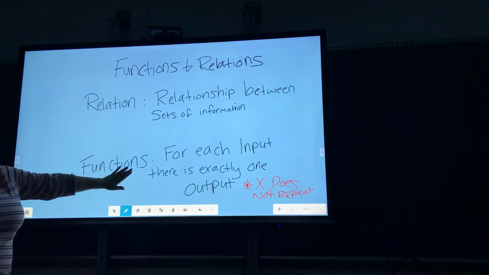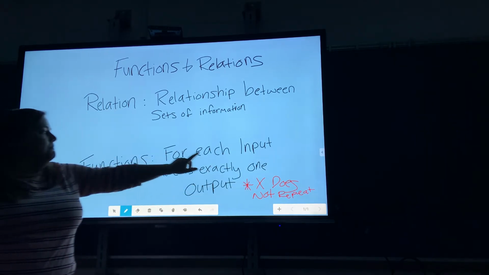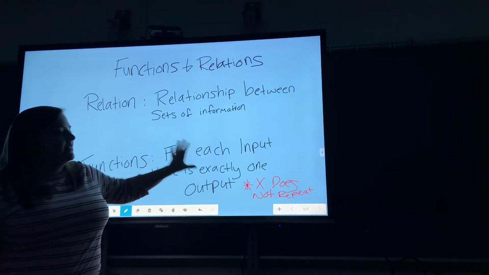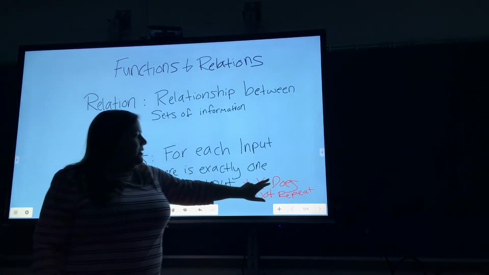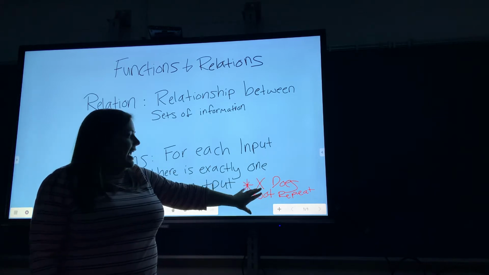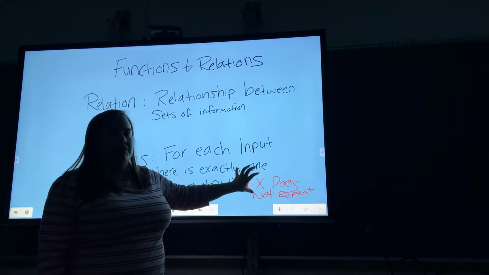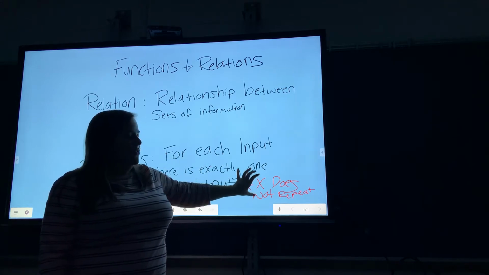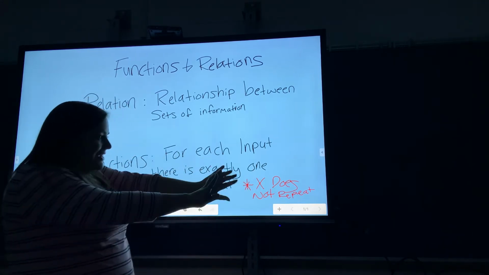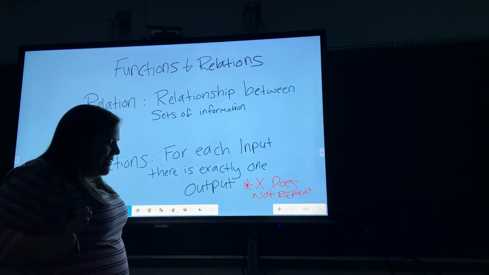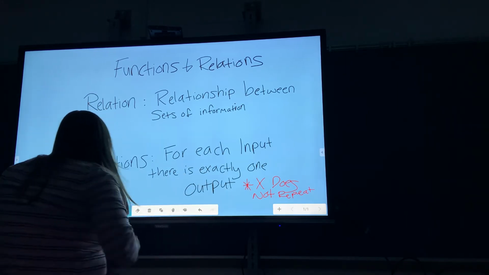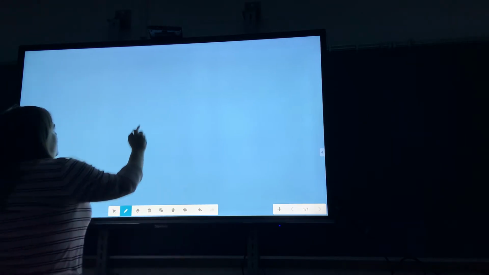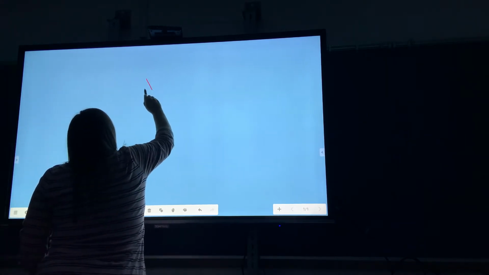So a function is for each input, there's exactly one output. And that will make more sense in a minute. But one thing we will look at is we're gonna pay attention to the x values. So the x values do not repeat. That is the big thing, the big key to functions. All right, so I'm gonna start with this first.